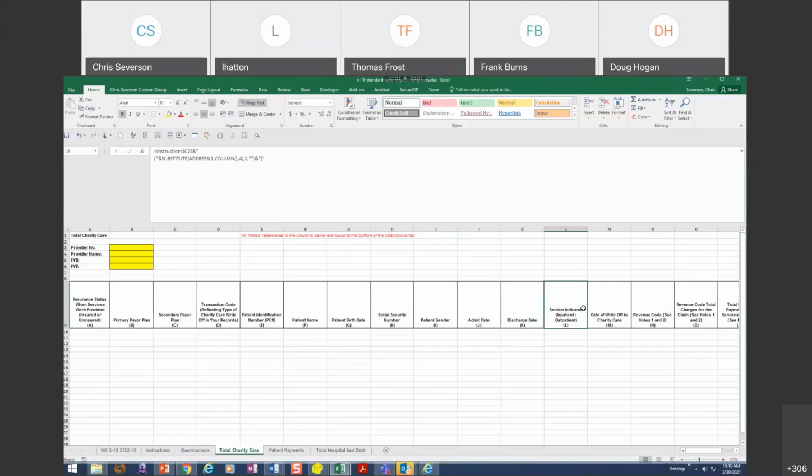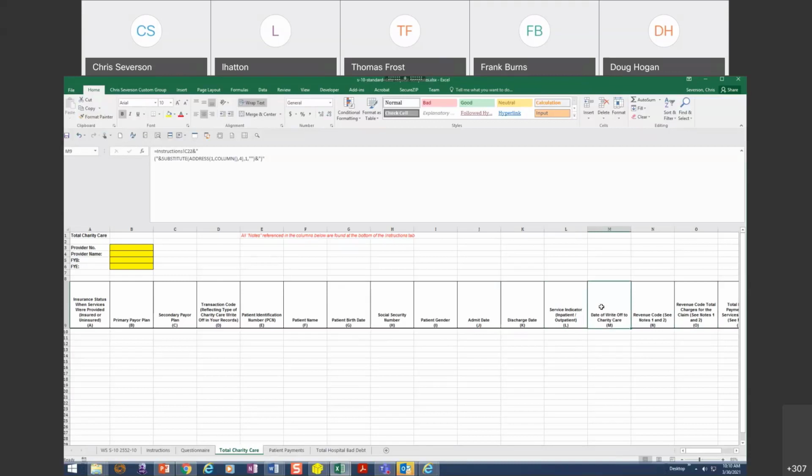Now, the service indicator, inpatient or outpatient, that really is just to tell us, basically it's used when we sample. Obviously, inpatient claims tend to be higher dollar than outpatient. I suppose not always, but that tends to be the case just by the nature of them. And that's really one of the main reasons for that service indicator, is just for us to be able to sample.